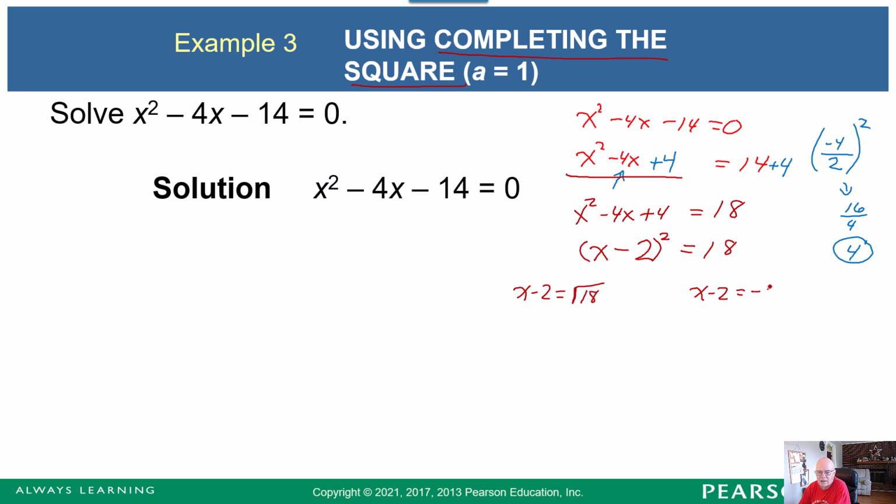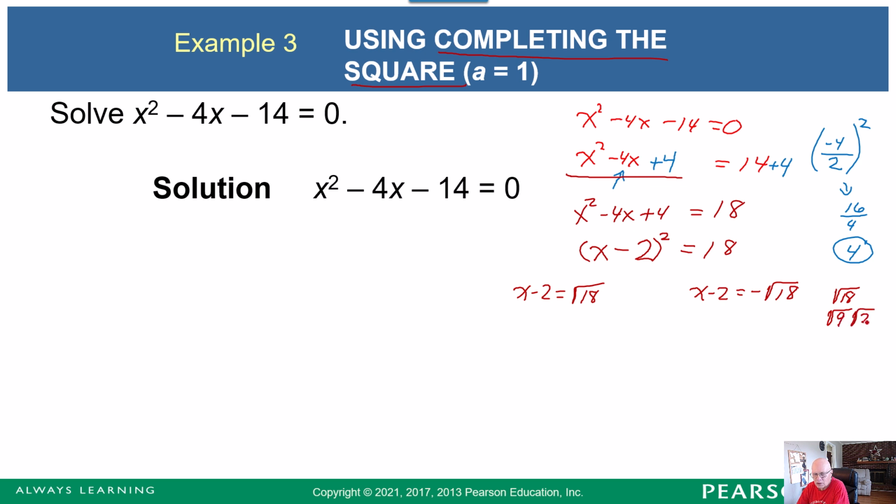Now we complete our work. Add 2 to both sides of this. One solution is 2 plus 3 square root of 2. One answer. And if you take this number and put it in this equation, you should get a 0.